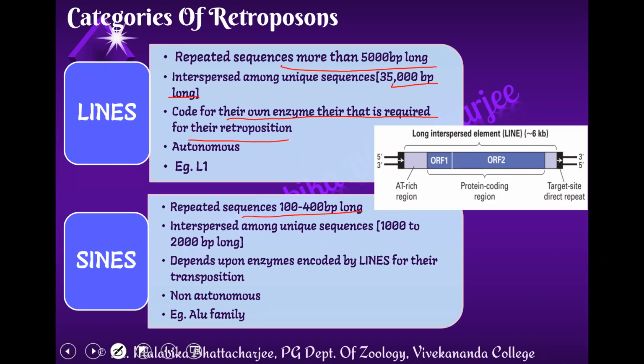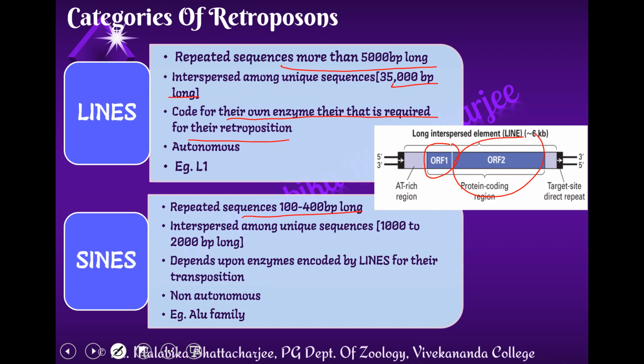The shorter open reading frame, you can see there are two open reading frames. Open reading frame means these sequences are coded to produce a protein product. So the shorter open reading frame, which is about 1 kilobase in length, encodes an RNA binding protein.